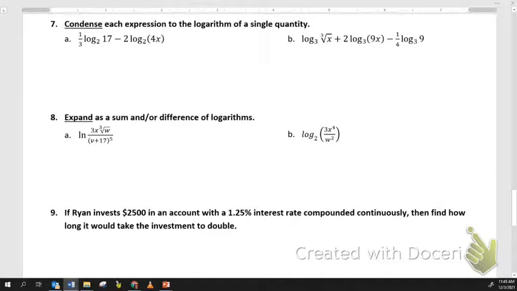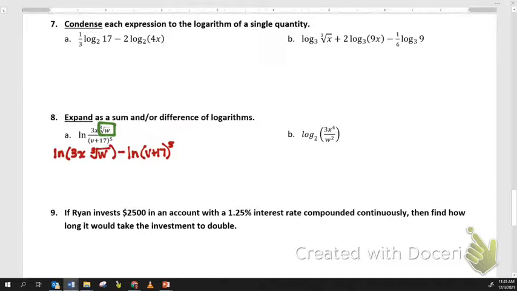Oh, this one. I don't like the way the computer printed this, because it's really hard to tell that that 3 is a cubed root, not an exponent on the x. I would use my quotient property first. So ln of 3x cubed root of w. See, even I messed it up. Minus natural log of v plus 17 to the 5th power.